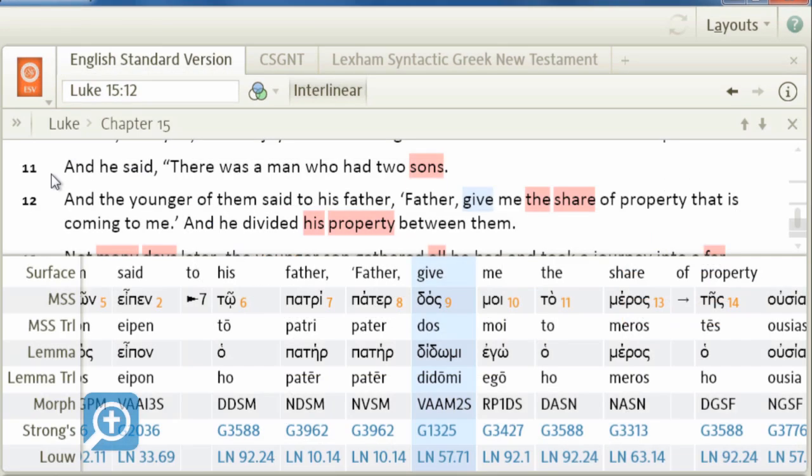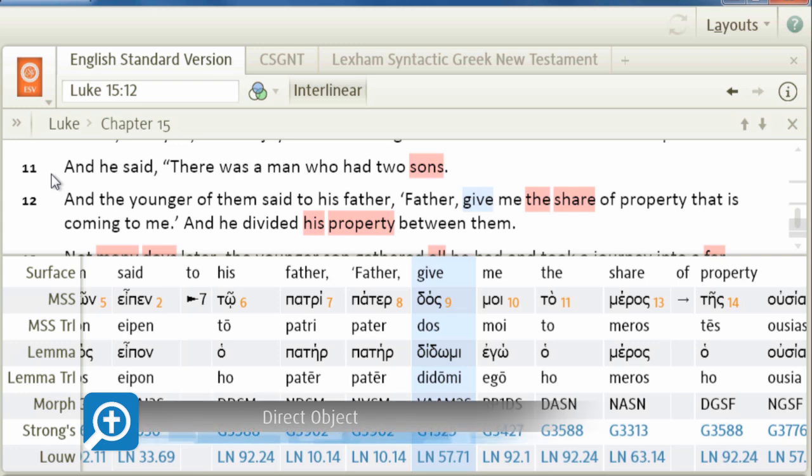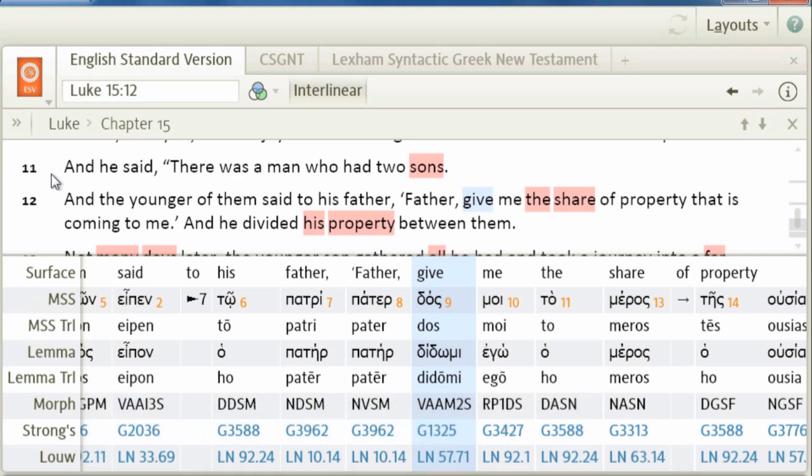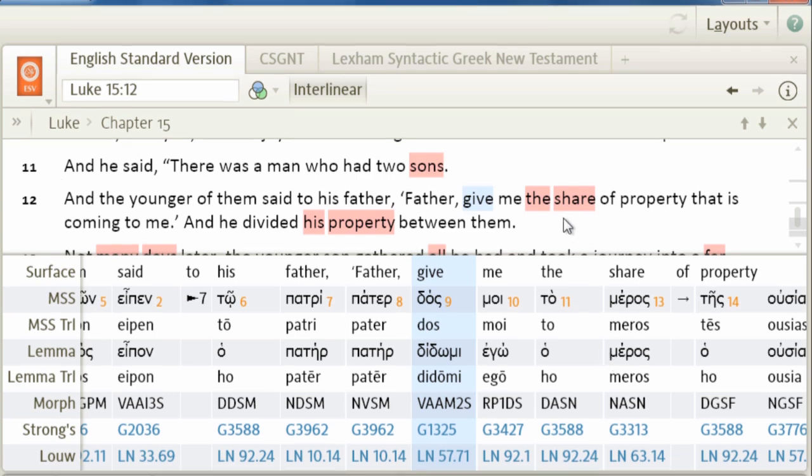Luke 15:11 and 12 read, "And he said, there was a man who had two sons, and the younger of them said to his father, Father, give me the share of property that is coming to me. And he divided his property between them." In verse 12, we have a couple words highlighted here for us because the underlying Greek words are in the accusative case. These words indicate what was given and what was divided.